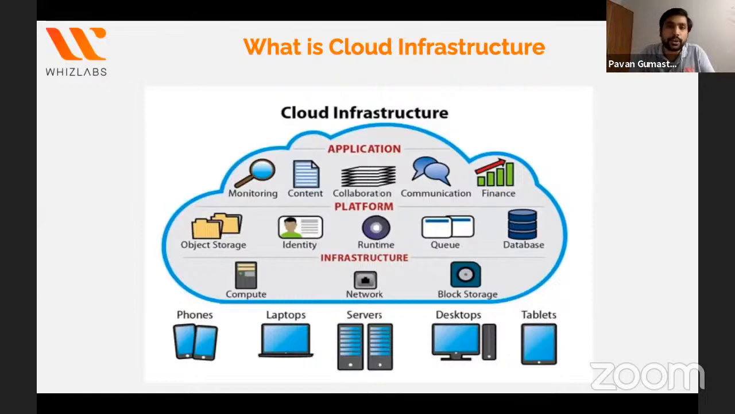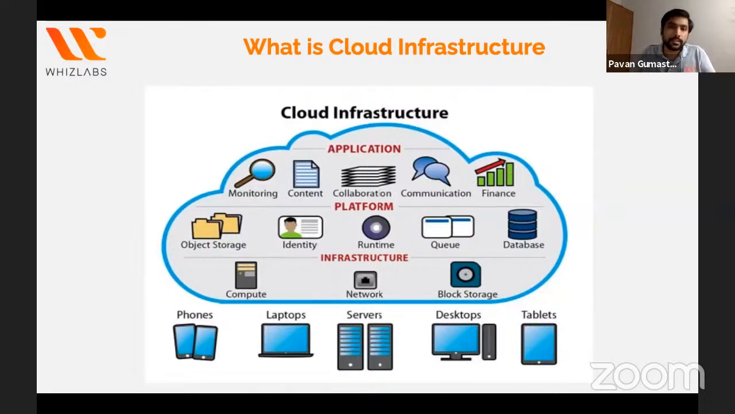So these 3 become important things when it comes to infrastructure, and all these are available as part of cloud infrastructure. So what else is there in the cloud infrastructure? There is a platform. You have object storage, IAM, which is security identity, runtime services, a queue, and a database. All these things are available as platforms. And then we have the applications. What kinds of applications do we have in the cloud infrastructure? Monitoring, which is CloudWatch and other related things, and other providers, content, collaboration, communication, and finance. All these kinds of services are available in cloud infrastructure.